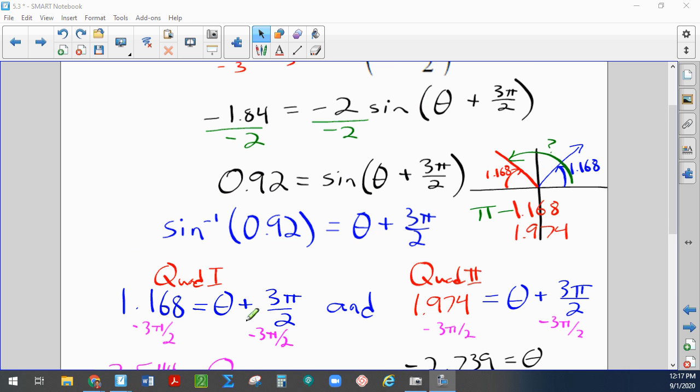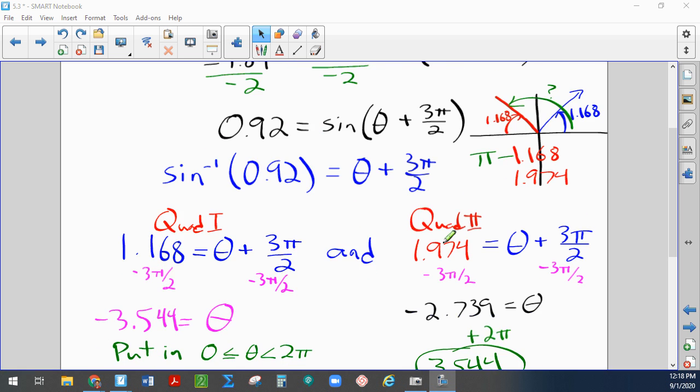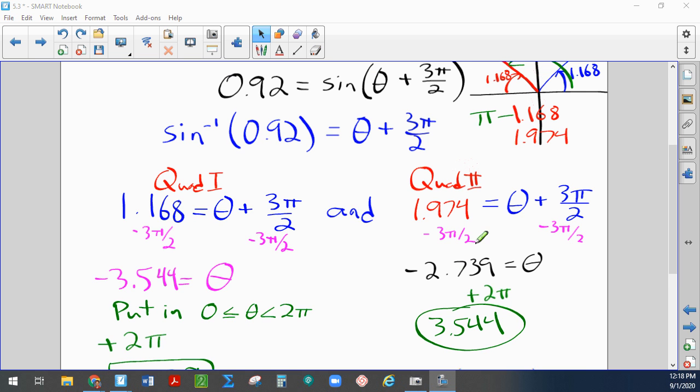Then I said, what about the quadrant 2 angle? Because sine is positive in quadrants 1 and 2. So I use the idea of a reference angle. If it's 1.168 inside quadrant 1, I need a 1.168 reference angle inside quadrant 2. That's what's drawn in red. To get the actual angle that's not the reference angle, I needed to do pi minus 1.168. And then use that value to solve the rest of the equation.